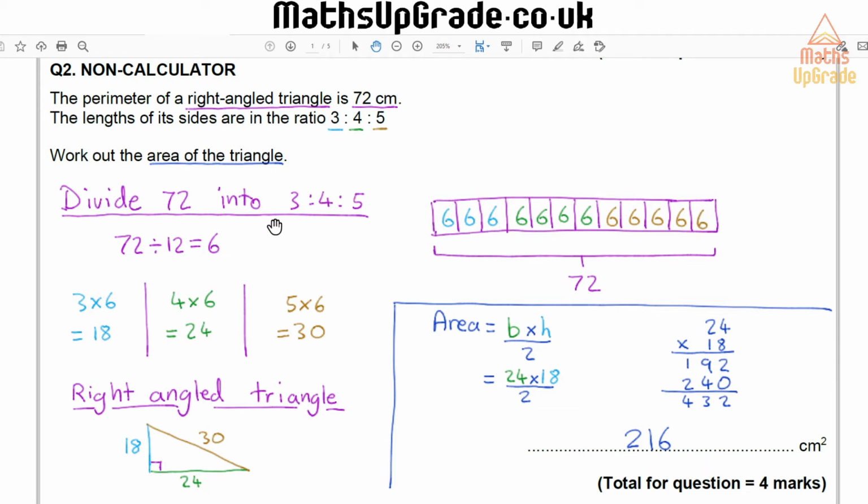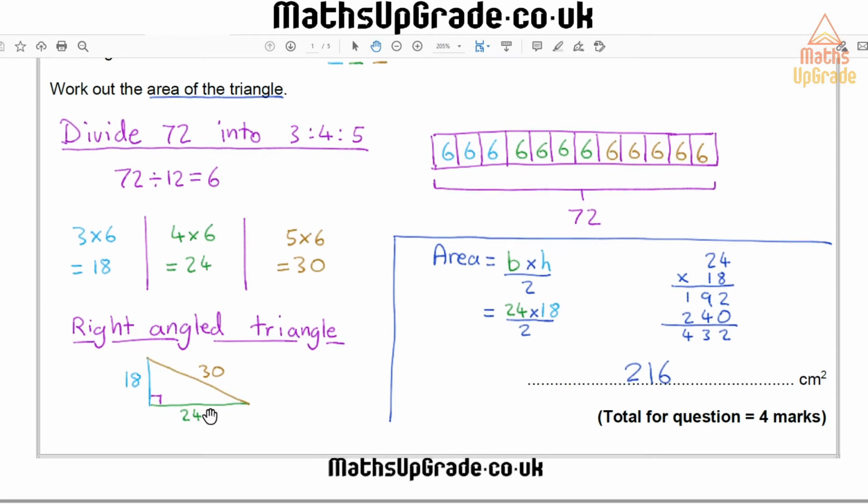And then because the shortest side is 3 lots of 6, that would be 18 centimeters. The second side would be 4 lots of 6, that would be 24 centimeters. And the longest side would be 5 times 6, which is 30 centimeters. So a right angle triangle would look something like this. It would be 18 centimeters, 24 centimeters, and the longest side would be 30 centimeters.